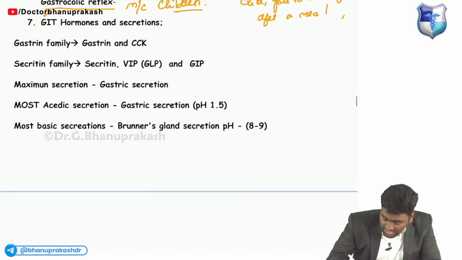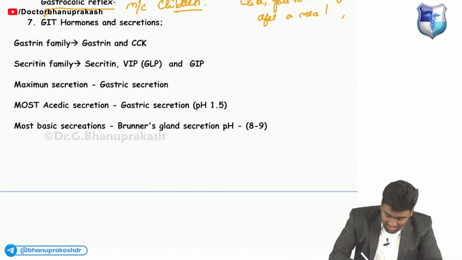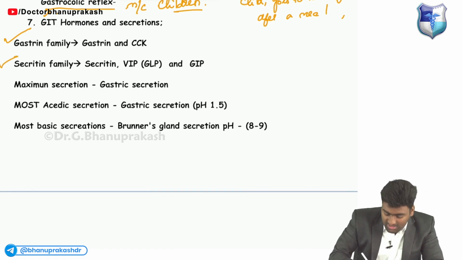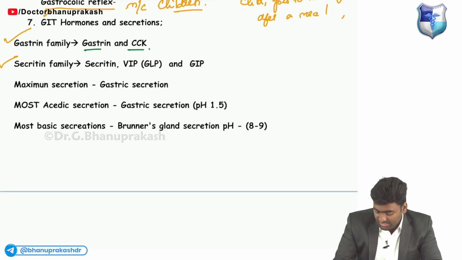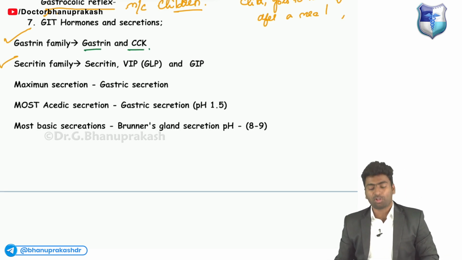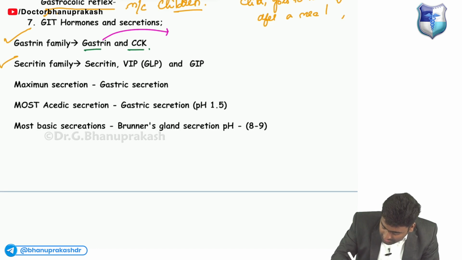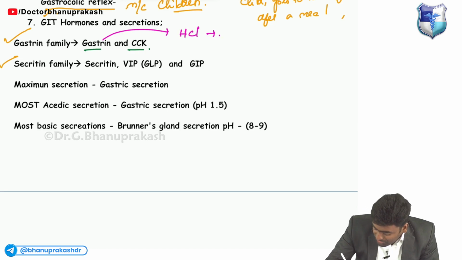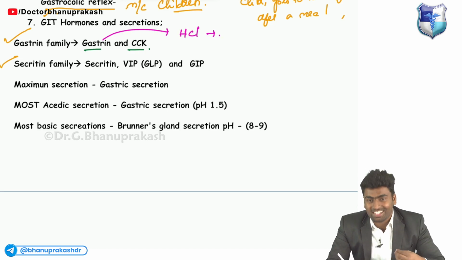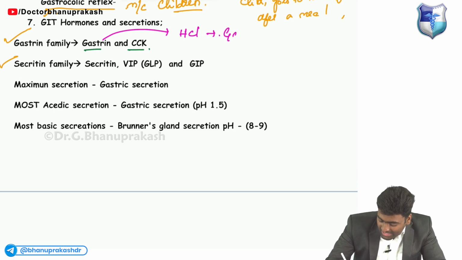And if you see about these GI hormones, there are different families. One is known as the gastrin family, another one is known as the secretin family. In the case of the gastrin family, there will be two hormones, gastrin and CCK. We know gastrin is responsible for secretion of HCl. What is the name of this? Gastrinoma, meaning an HCl secreting tumor, which is known as gastrinoma.